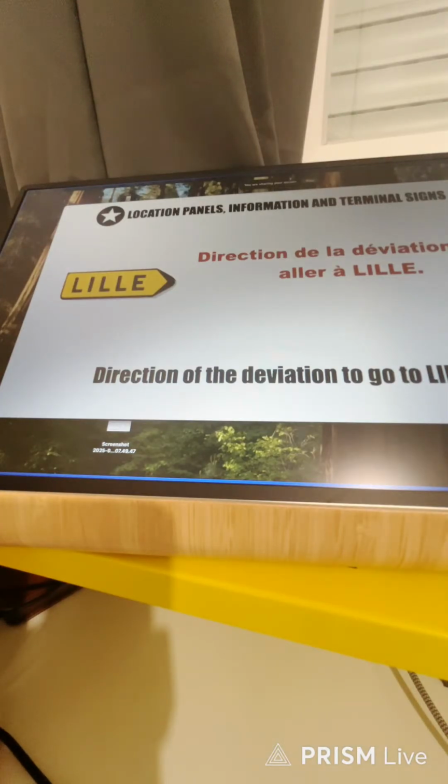that there is a direction to change your direction. There is a diversion taking you to this city.